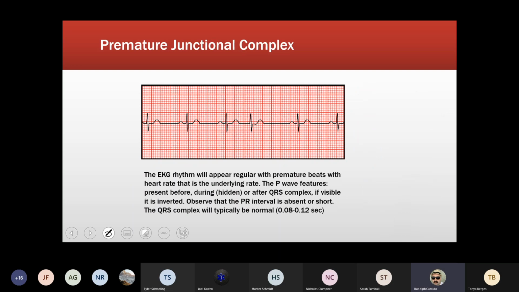Okay, a junctional complex comes from the AV node. Anytime you hear the word junctional, it's not coming from the SA node. It's below that. What do I notice about this rhythm here? What's abnormal about it? You have a longer pause in between. Okay, long pause between which two?